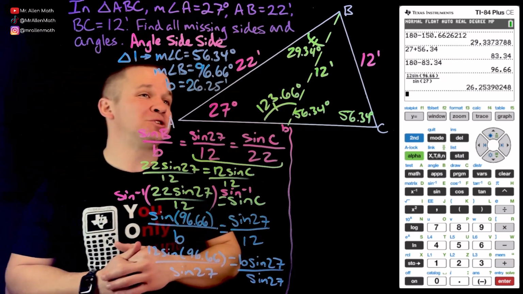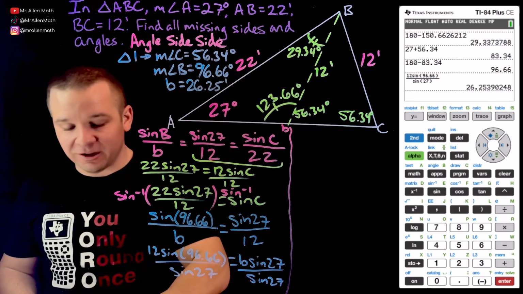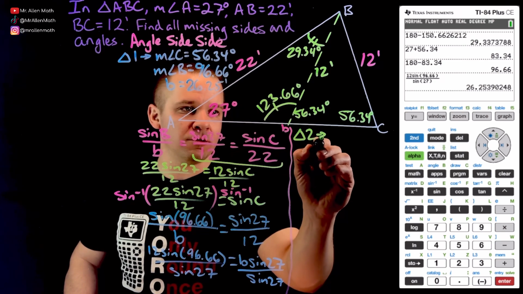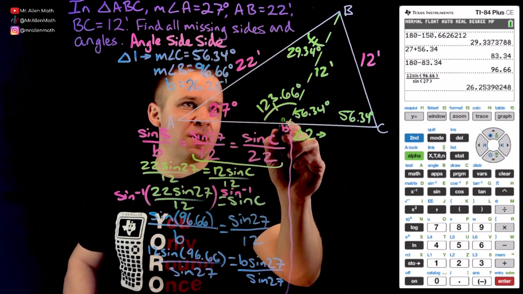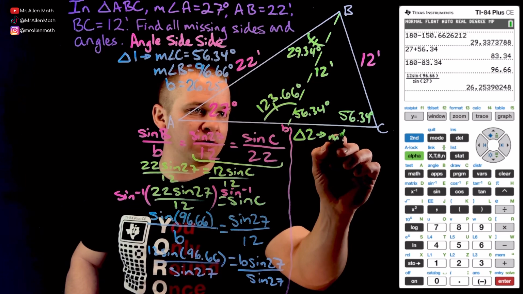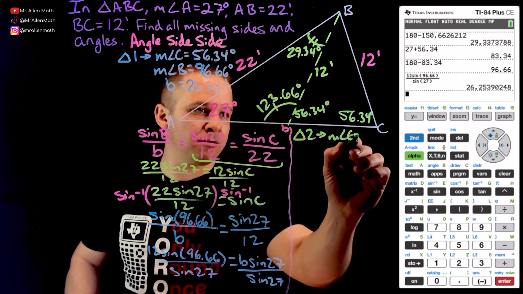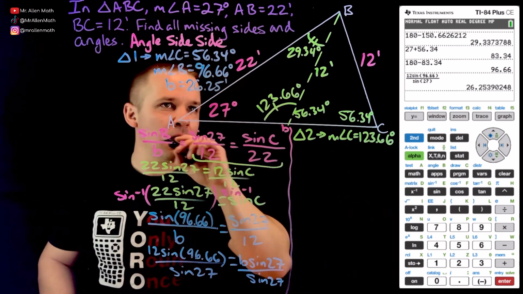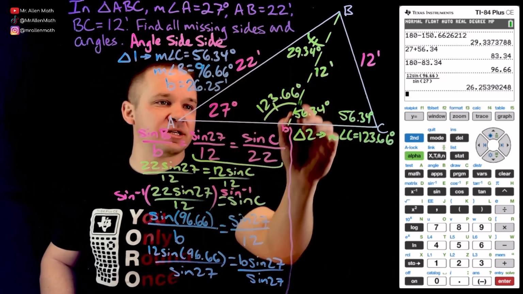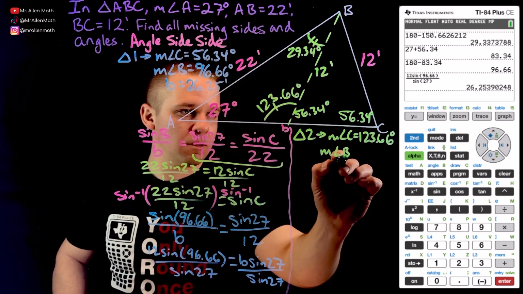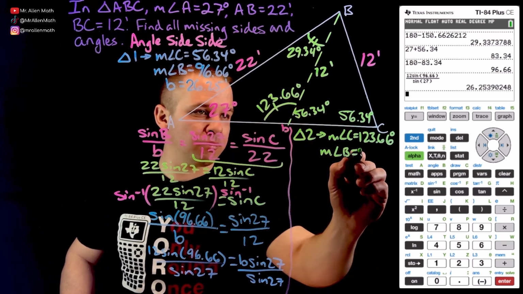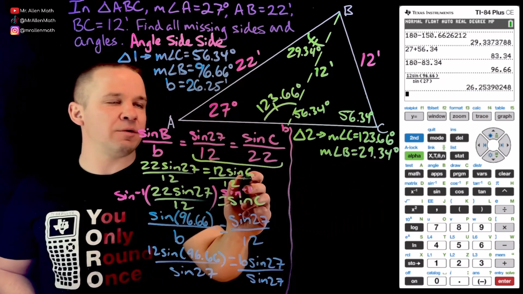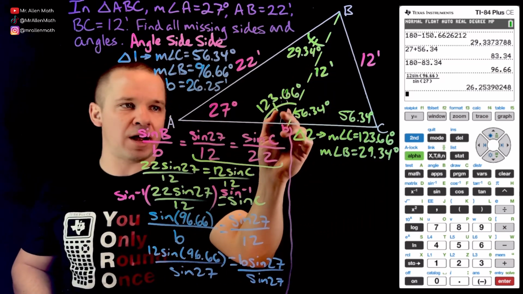Time for triangle number 2. All right, so triangle number 2. Let's write down what we have so far. Triangle 2. I've got this guy right here, that would be the new C, right? Measure of angle C is 123.66 degrees. What else do I have? This guy up here, that's the measure of angle B. That is 29.34 degrees.